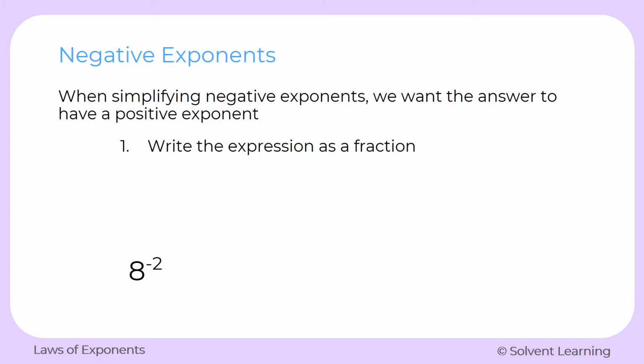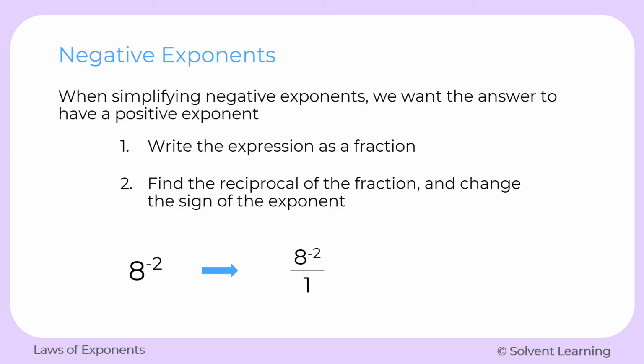Our first step is to write this expression as a fraction. Any type of expression can be written as a fraction just by writing a 1 underneath as the denominator. So we'll do that. We have 8 raised to negative 2 in the numerator, and we just placed a 1 underneath as the denominator. It still represents the same expression, but just set up as a fraction.